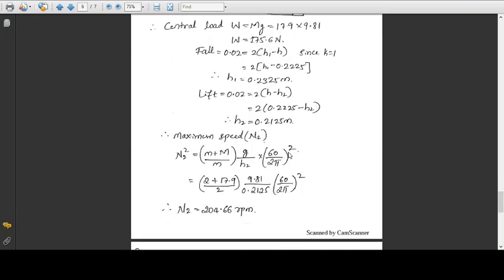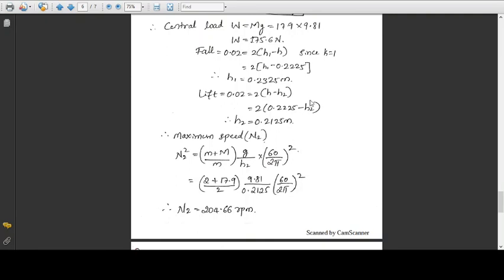Now after calculation of the central load, the next step is to calculate the range of the speed. To calculate the range of the speed, you should know the maximum speed and minimum speed. But here only the mean speed is given. Along with the mean speed, one more data is given: the sleeve movement is restricted to plus or minus 20 mm. With the help of that, we will get the values of h1 and h2, which will help us calculate the minimum and maximum speed.